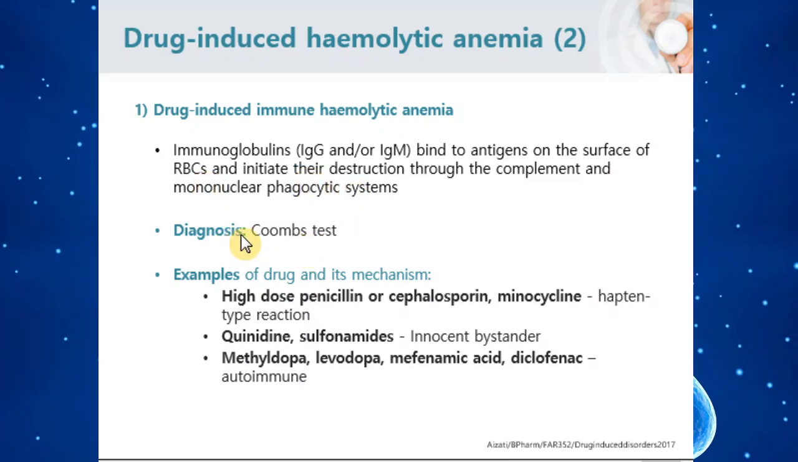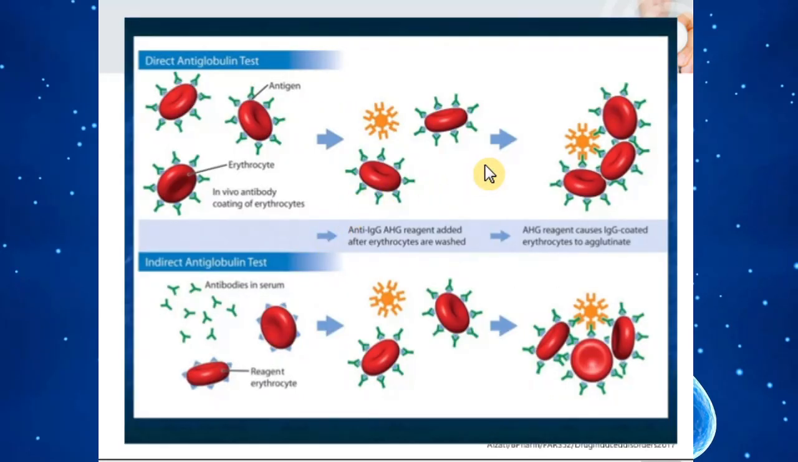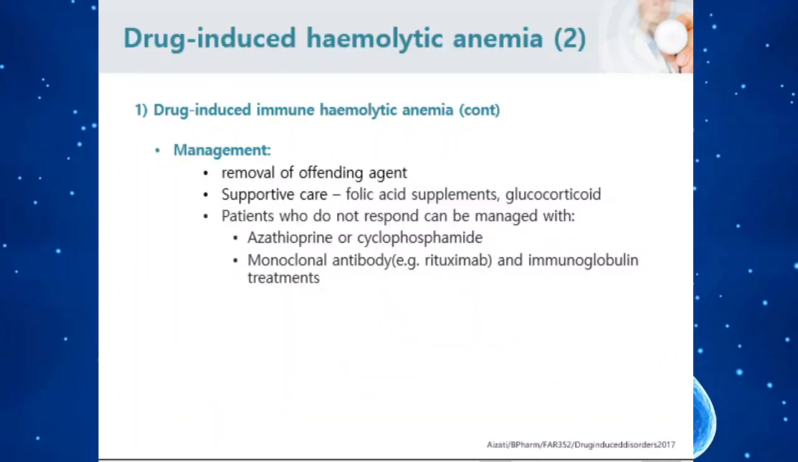We can diagnose this immune hemolytic anemia through the Coombs test. Examples of drugs that might cause this reaction are high-dose penicillin or cephalosporin, quinidine, sulfonamide, or methyldopa, levodopa, mefenamic acid, or diclofenac. So these are the reactions that occur in the direct antiglobulin test and indirect antiglobulin test in order to detect the immune hemolytic anemia.